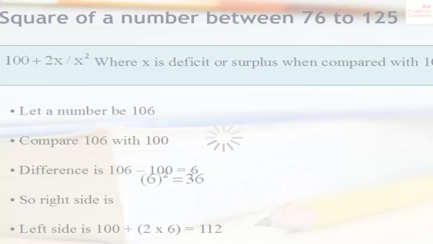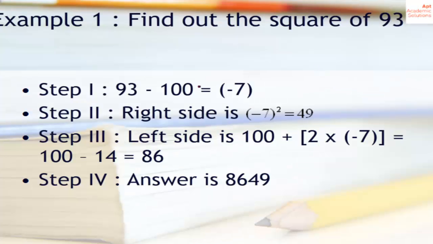Hope it is easy. Let's do one more example. Now this time we want to find the square of 93. So here what we will do? We will subtract 100. So here we get minus 7. We will do the square. So minus 7 square is going to be 49. So 49 is going to be your right hand side. For left hand side, what we have to do? We have to subtract 2 into 7, that is 14. So 100 minus 14 is going to give you 86, right? So this 8649 is the answer.